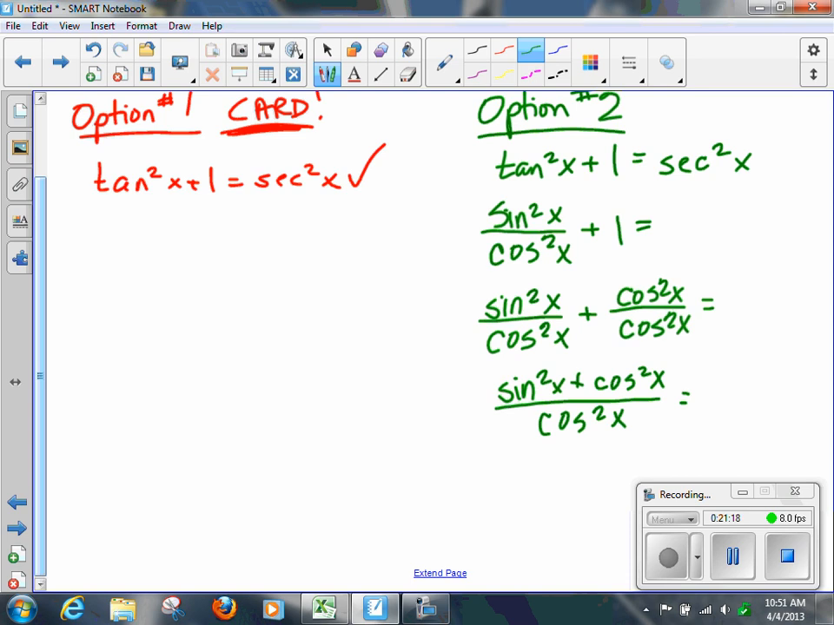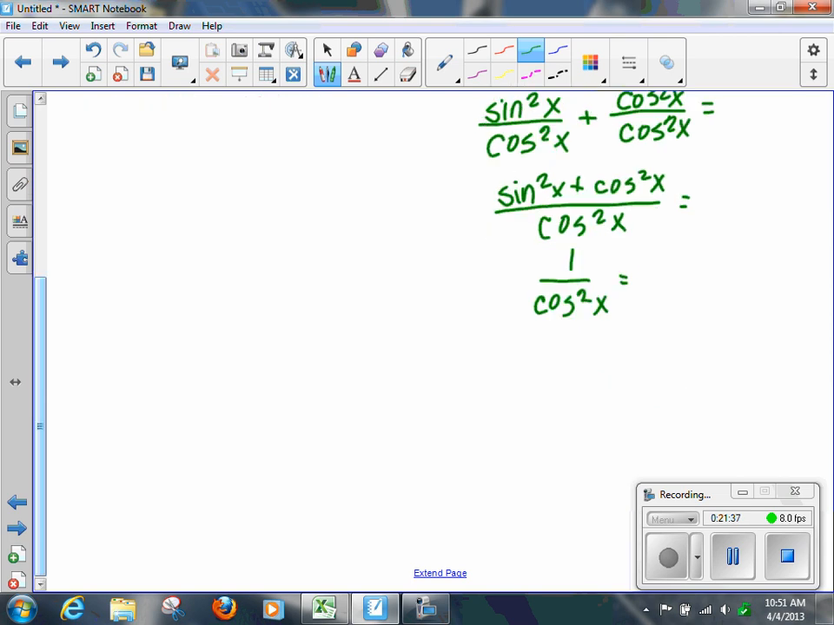Okay. What's sine squared plus cosine squared? Okay. And then what? Now it's 1 over cosine squared, which is secant squared, right? And now we've got our sides equal to each other.